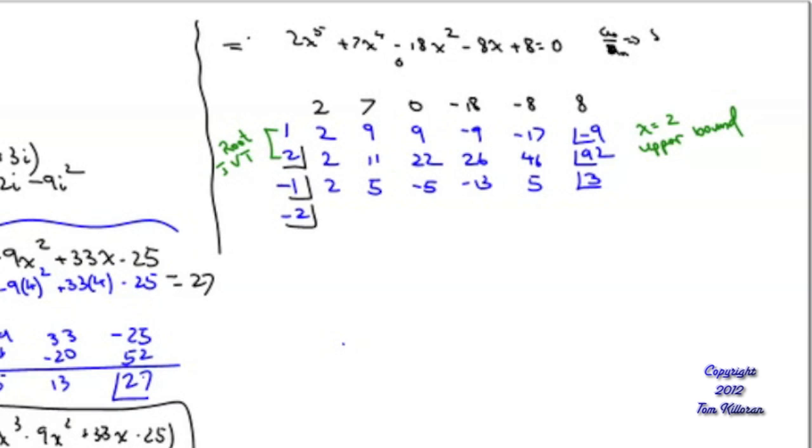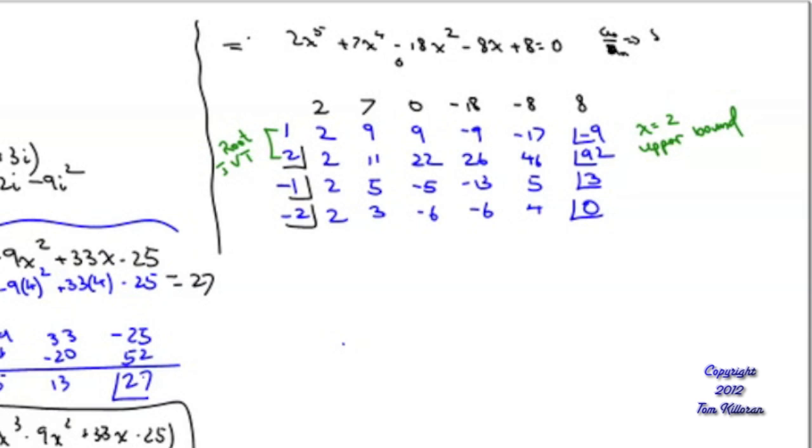A remainder of 0. Drop the 2. -2 times 2 is -4 plus 7 is 3. -2 times 3 is -6 plus 0. -2 times -6 is 12 minus 18 is -6 again. -2 times -6 is 12 minus 8 is 4. -2 times 4 is -8. Plus 8? 0. Yay! Which means we just found a solution to this equation.